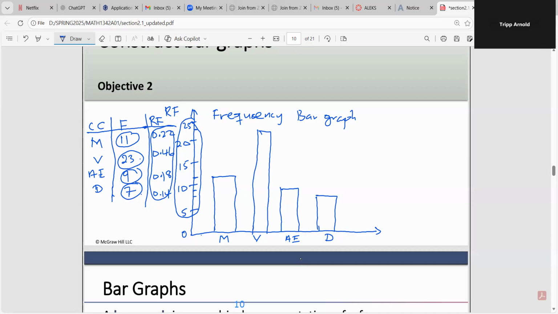Yes, thank you. All right, good. So I want you guys to go home and make sure you construct a relative frequency for this data set, okay? It's very easy to do that. All right.